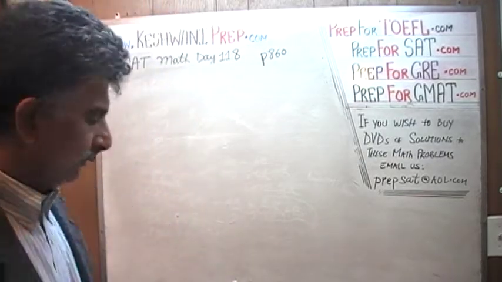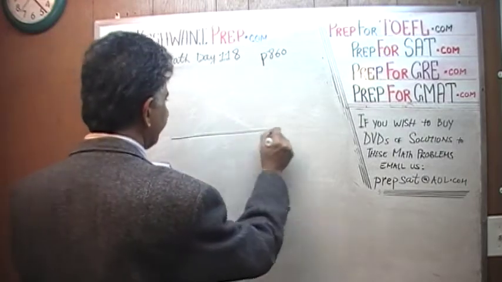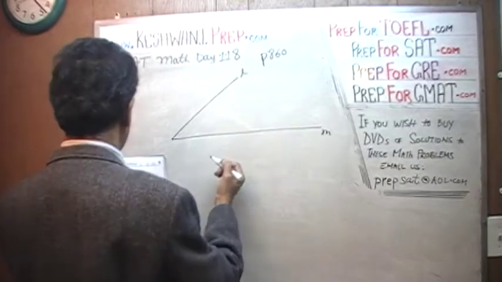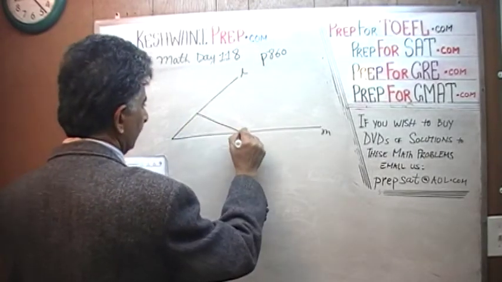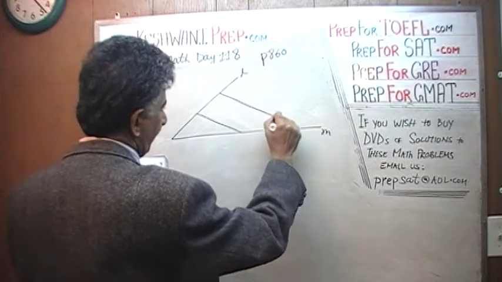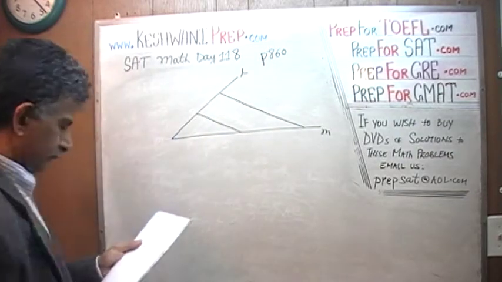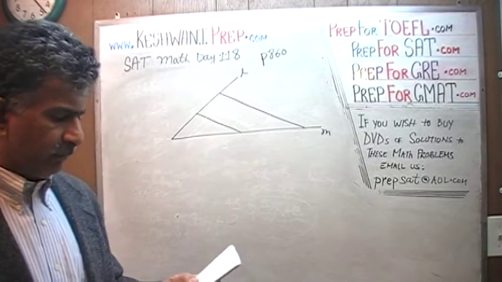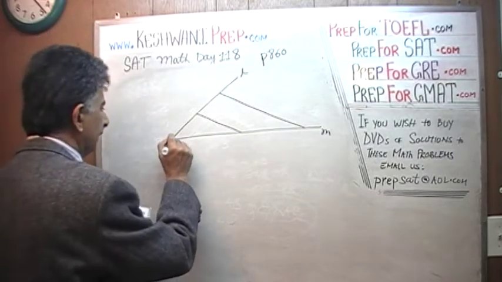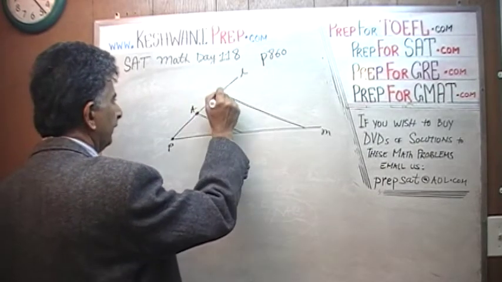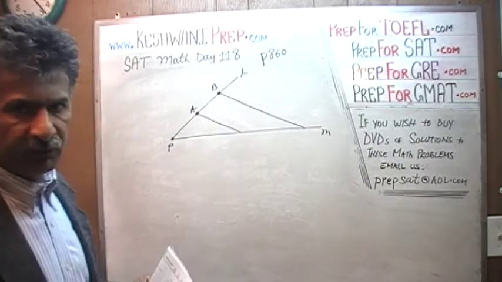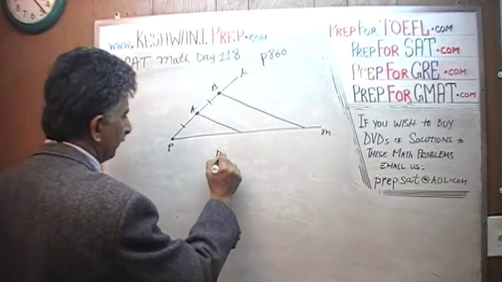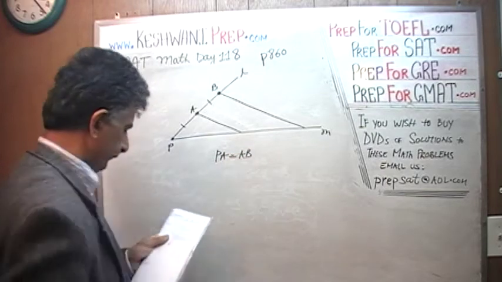Number 12 is a little tricky one. They're giving us a picture here. They're calling this line M. Then here we have line L. It looks something like this. In the picture above, points P, A and B are equally spaced. P, A and B, we are told, are equally spaced. If they are equally spaced, which means P to A equals A to B.